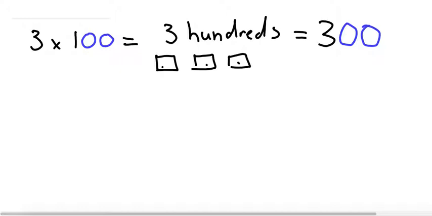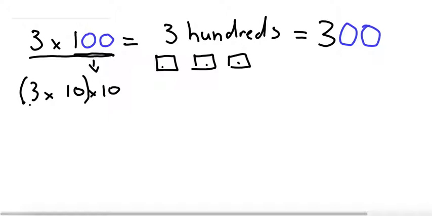Another way we can work this out is we have a look back at our multiplication, and specifically at this 100. And we think, what do we know about 100? Well, 100 is the same as 10 times 10. 10 tens. So if we've got 3 times 10 times 10, or we do this first, 3 times 10, and then multiply that by 10, then that's the same as saying 3 times 100. We've just broken it into smaller bits.